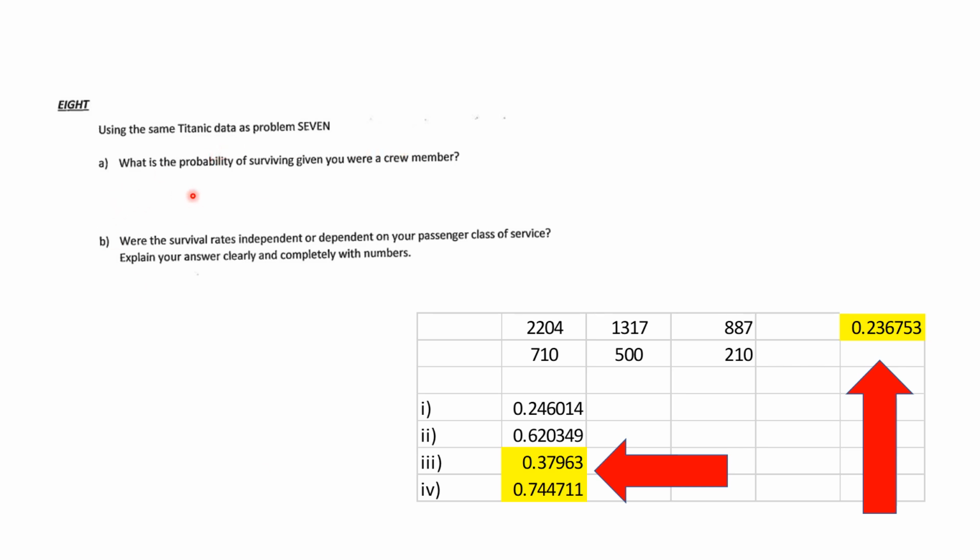Number 8 said, using the same data, what's the probability of surviving given that you were a crew member? Well, the numbers given for passenger and crew combined were 710 survived out of 2204. So if you subtracted the passengers from the total, you got 887, and if you subtracted the 500 that survived here from that, you get 210. So this answer is going to be 210 divided by 887, and that gives you 0.236753. That's your answer. And again, to talk about the survival rates being independent or dependent, they certainly were dependent, and this is one example that you could have cited.